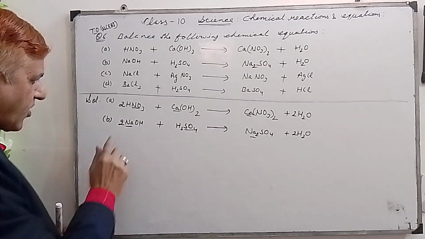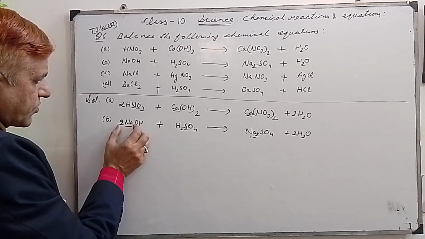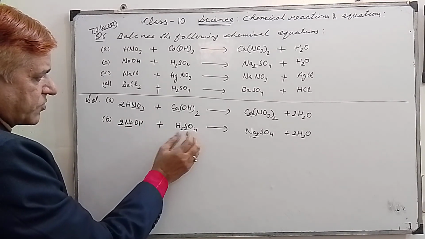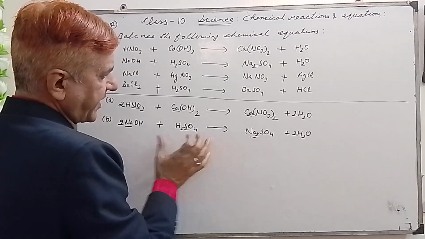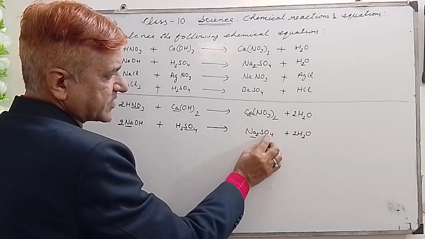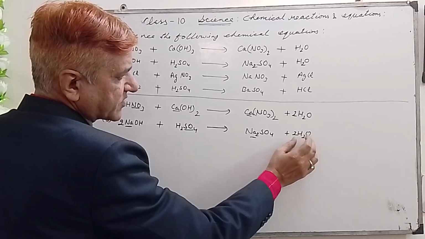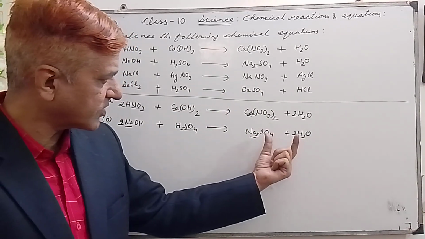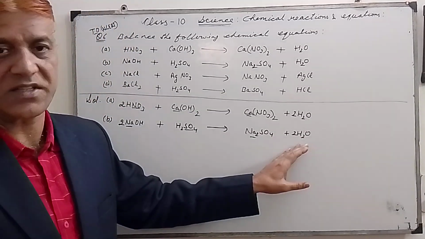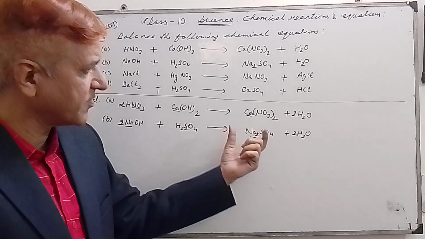Now oxygen is left. How many oxygens are there? 2 oxygens plus 4, that is 6 oxygens in reactants. And 4 oxygen atoms plus 2 oxygen atoms, so 4 plus 2, 6. So in products also we have 6 oxygen atoms. So oxygen is also balanced. So my dear students, this equation is balanced.